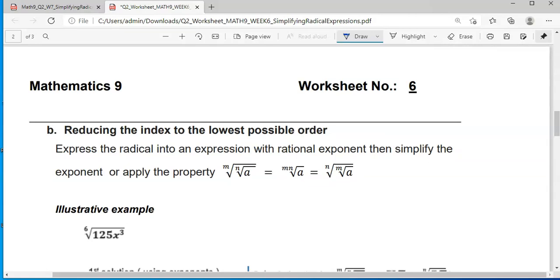So, paano gagawin yan? Express the radical into an expression with rational exponent, then simplify the exponent or apply the property. So, the mth root of the nth root of a. So, using the laws of radicals, multiply the indices. So, it is equal to mn root of a or the nth root of mth root of a. So let's proceed to the examples.